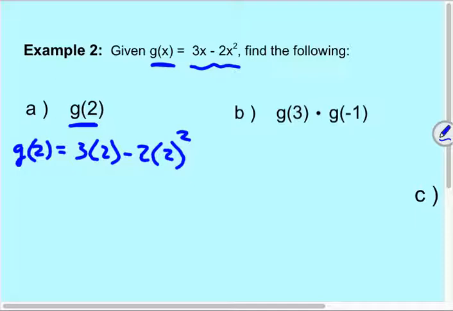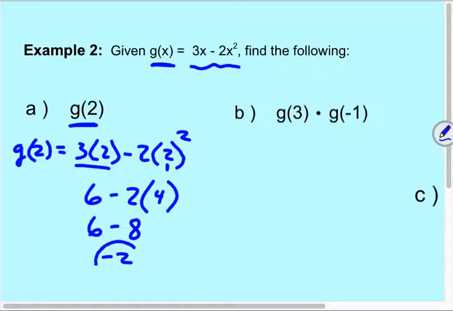Okay, so we got 3 times 2 is 6, minus 2 times, we got to square this 2, which is 4. So it's 6 minus 8. In this case, 6 minus 8 is negative 2. So negative 2 is your answer. You could just leave it like that, or you could write it as an ordered pair. We plugged in 2 for x, and g of x was equal to negative 2. That's my output. Or you can write it as an ordered pair.